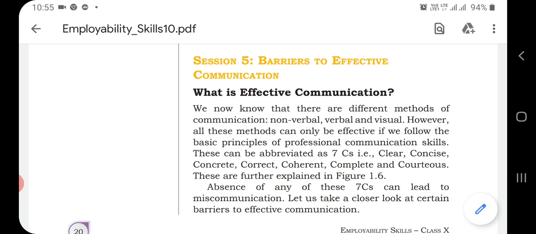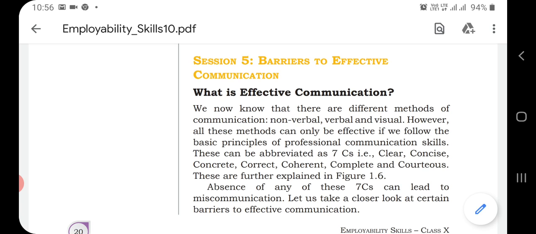Now, what is effective communication? We now know that there are different methods of communication. Which are those? Those are non-verbal, verbal and visual. These are the three different methods of communication which we had seen till now in the earlier sessions. However, all these methods can only be effective if we follow the basic principles of professional communication skills.